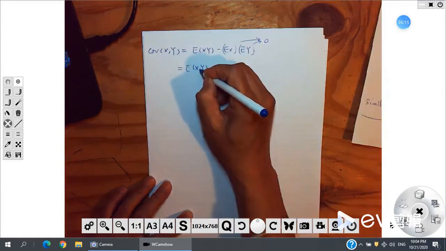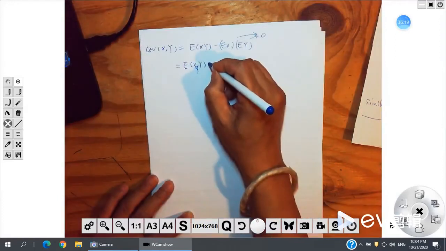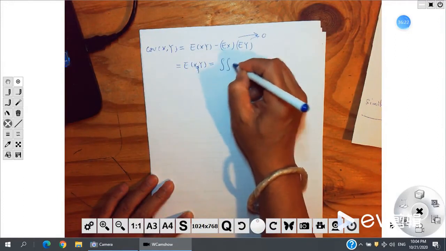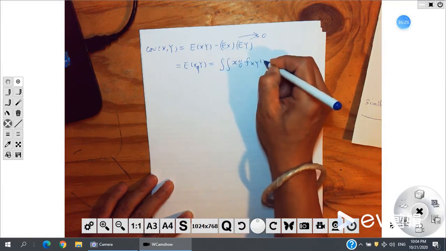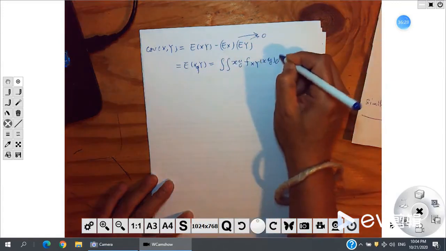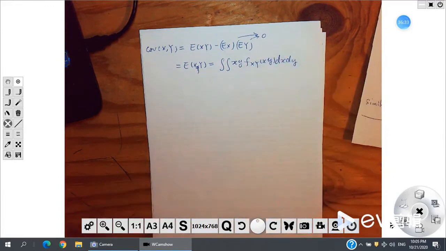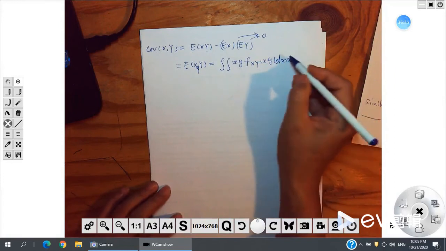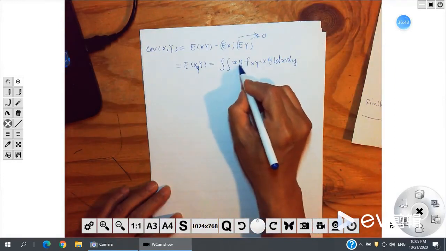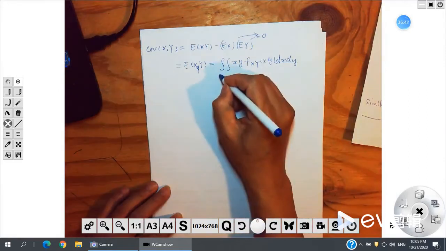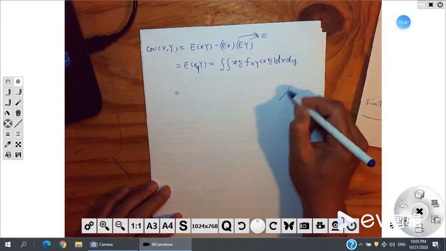E[X times Y]. This is not this, times y. Alright, and this is equal to the integral of x times y times f(x,y) dx dy. Alright, we have this one. Here you have to use the joint density because you need both x and y. This is okay. Then the integral, we have this area, right?